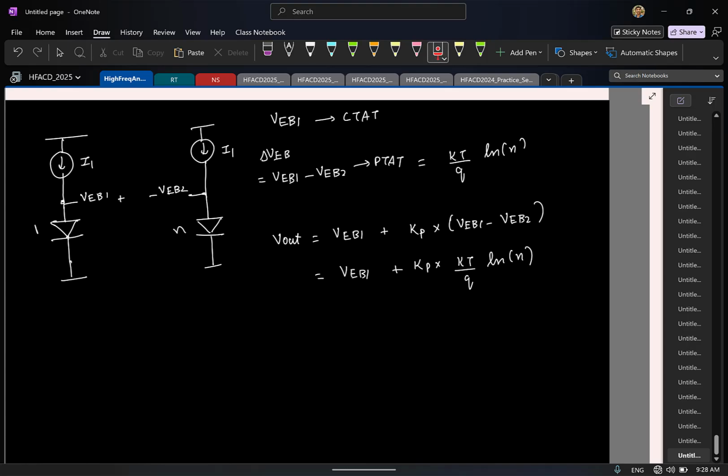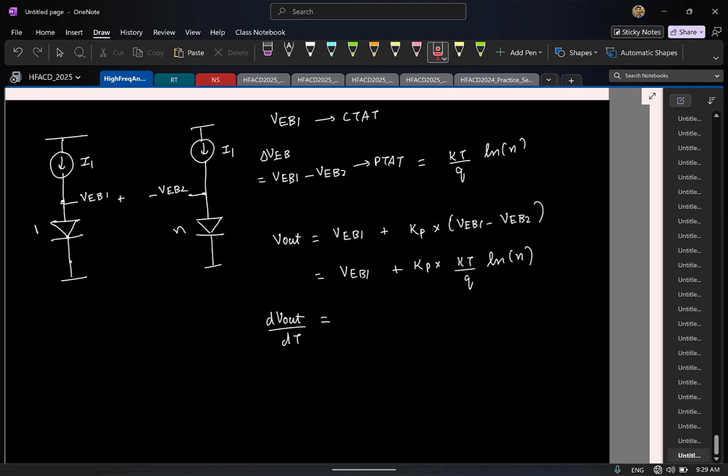Now how will I find this value of Kp? Why do I need this scaling factor Kp here? To match the slopes. So how do I find this Kp now? You wanted this factor Kp so that the slopes of the two match. So how will I find this Kp? Differentiate what with what? I differentiate the output with temperature.